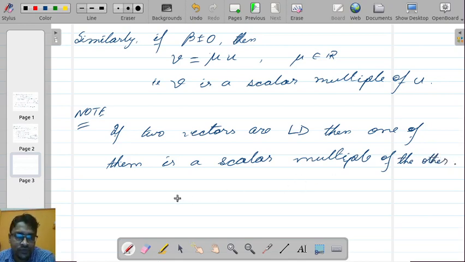Okay, this is not always true for any arbitrary vectors. If they are linearly dependent, then we can find a scalar such that one vector is a scalar multiple of the other vector. Now this particular statement also has a converse. If one is a scalar multiple of the other, then can we say that the vectors are linearly dependent? Fortunately, that is also true.